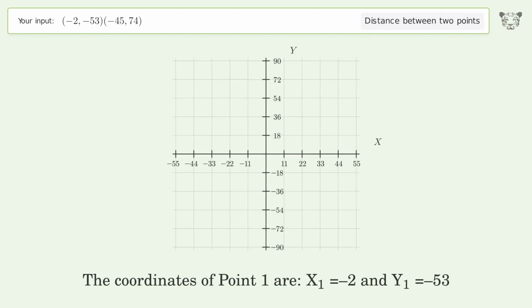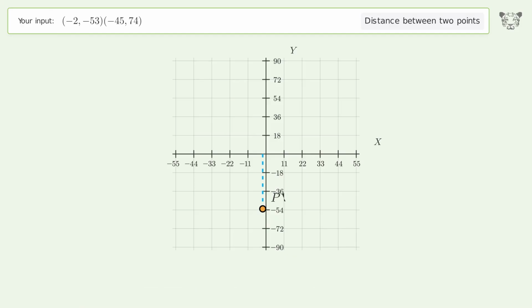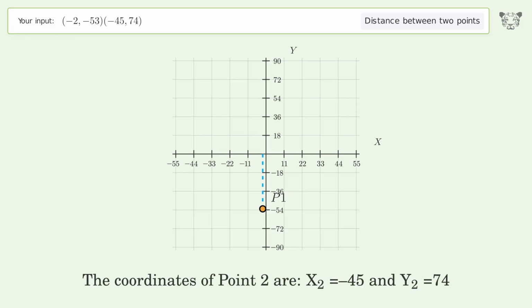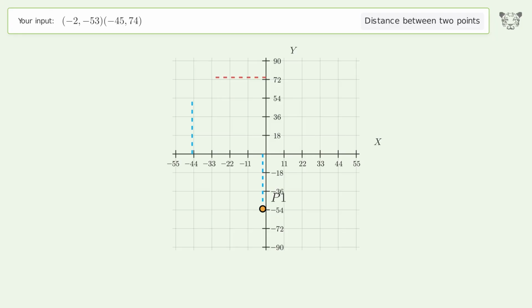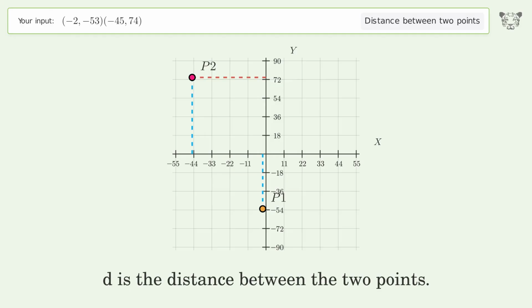The coordinates of point 1 are x1 equals -2 and y1 equals -53. The coordinates of point 2 are x2 equals -45 and y2 equals 74. D is the distance between the 2 points.